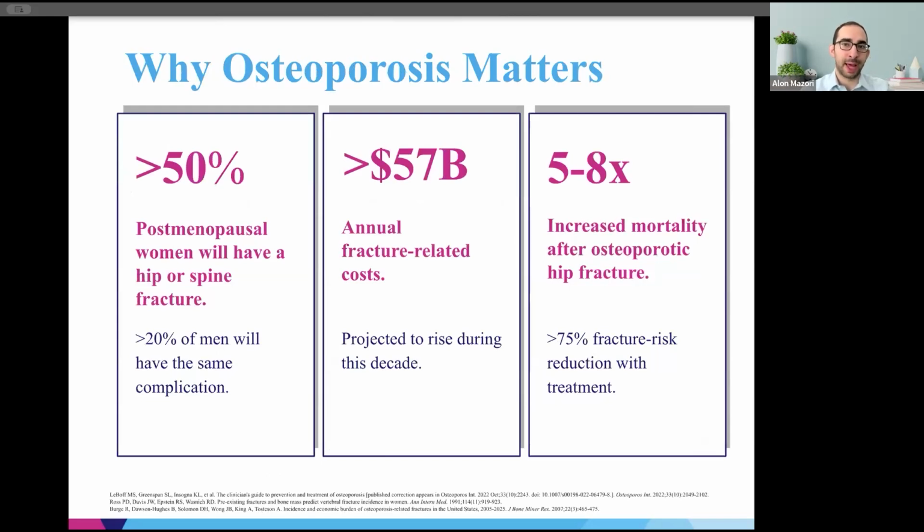Why does osteoporosis matter? Over 50% of postmenopausal women will have a hip or spine fracture, and actually over 20% of men will have the same complication. There are over $57 billion in annual fracture-related costs, and a 5 to 8-fold increased mortality after an osteoporotic hip fracture.